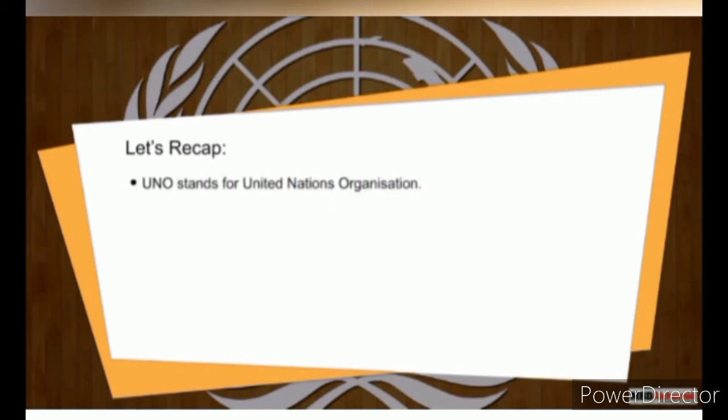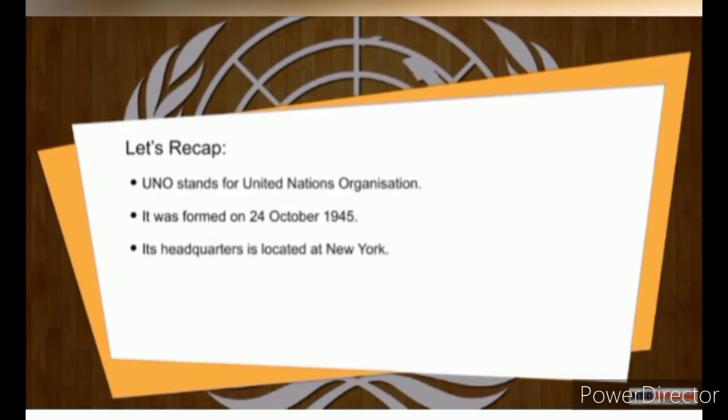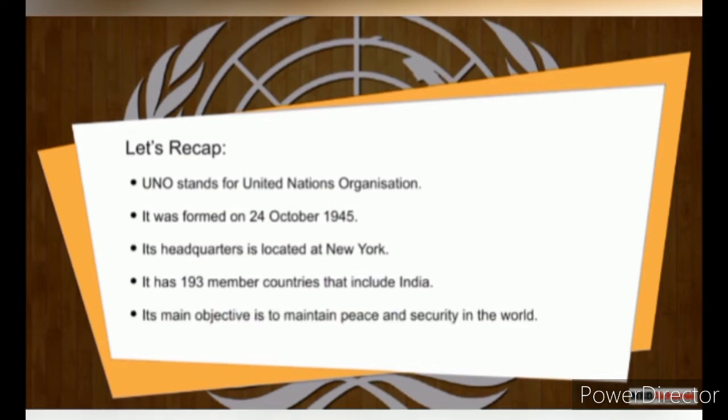Let's recap. UNO stands for United Nations Organization. It was formed on 24th October 1945. Its headquarters is located at New York. It has 193 member countries that include India. Its main objective is to maintain peace and security in the world.